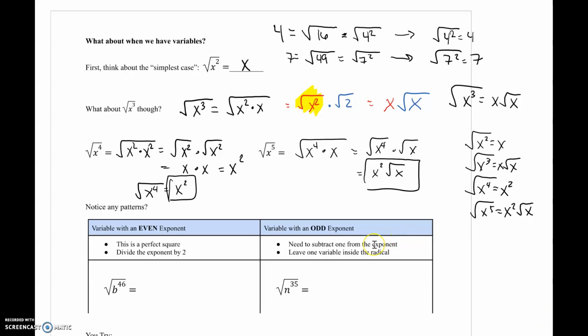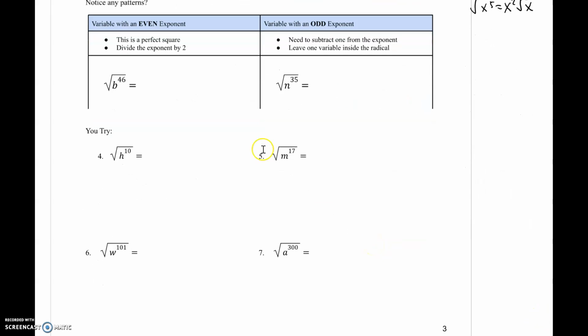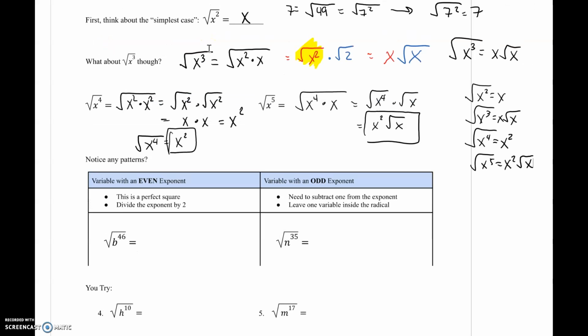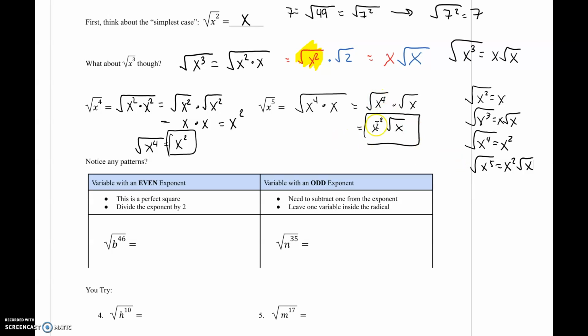In this table, in the middle of the page, it explains what's going on. If the variable has an even exponent, it's a perfect square. We can divide by 2, and that will give us this square-rooted result. So the square root of b to the 46th power, well, if you're thinking 46 divided by 2, it's 23. Well, then we know the square root of b to the 46th is b to the 23rd.